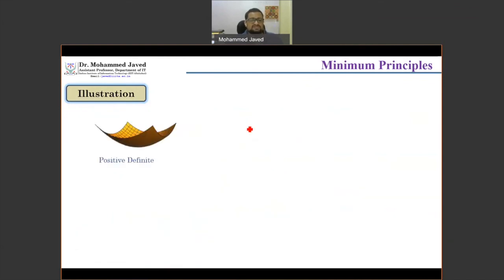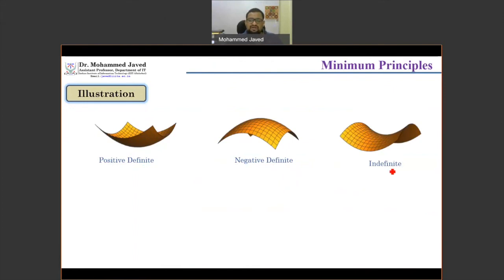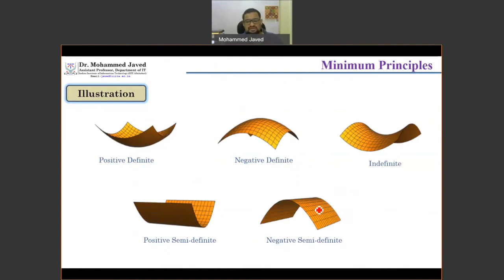Okay, so now this slide is just to show you the pictorial representation of the meaning of positive definite. Positive definite means you will get a bowl shape like this, and negative definite means you will have a maximum. This graph will be inverted. And now what is the meaning of indefinite? Indefinite means it will be like this, like a saddle. And positive semi-definite means it will be like a valley here, and negative semi-definite means it will be inverted, a valley in a reversed way. So this is just to picturize what positive definite, negative definite and indefinite mean.